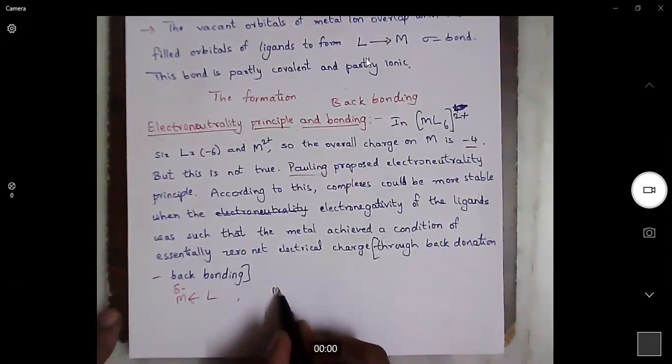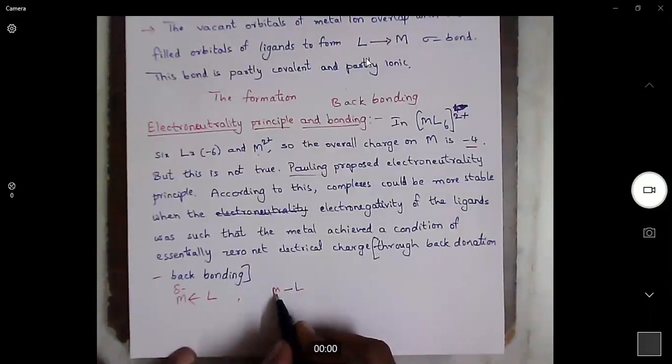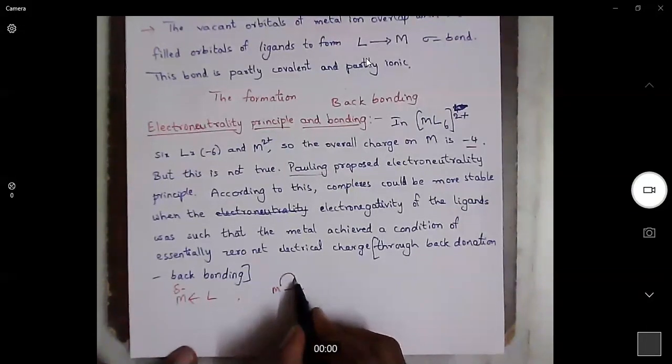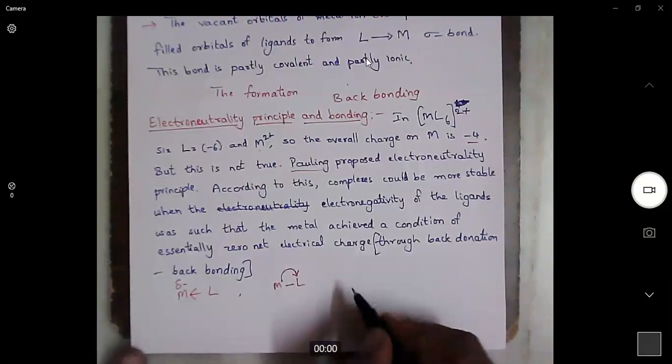Then how is it possible when there is a bond between metal and ligand? Now the metal is electron rich, so it will back donate the electrons to the ligand. So this is how the metal donates additional charge back to the ligand, and then it will be neutralized. This is what is called the electroneutrality principle. Because of this back bonding, we can explain the properties of some materials.